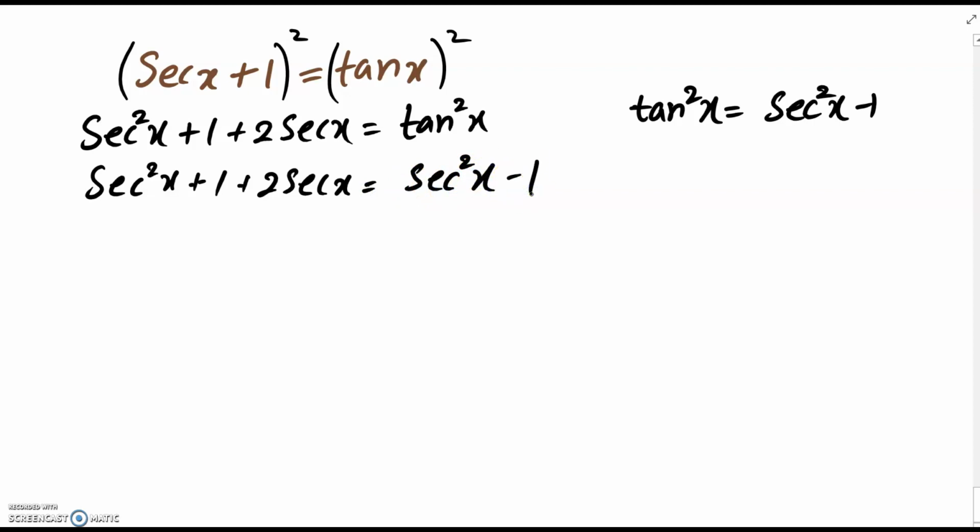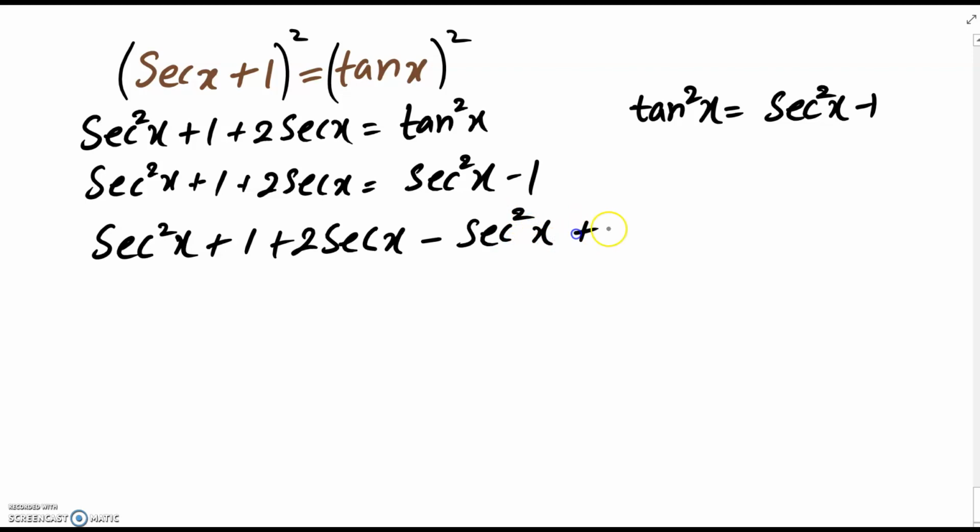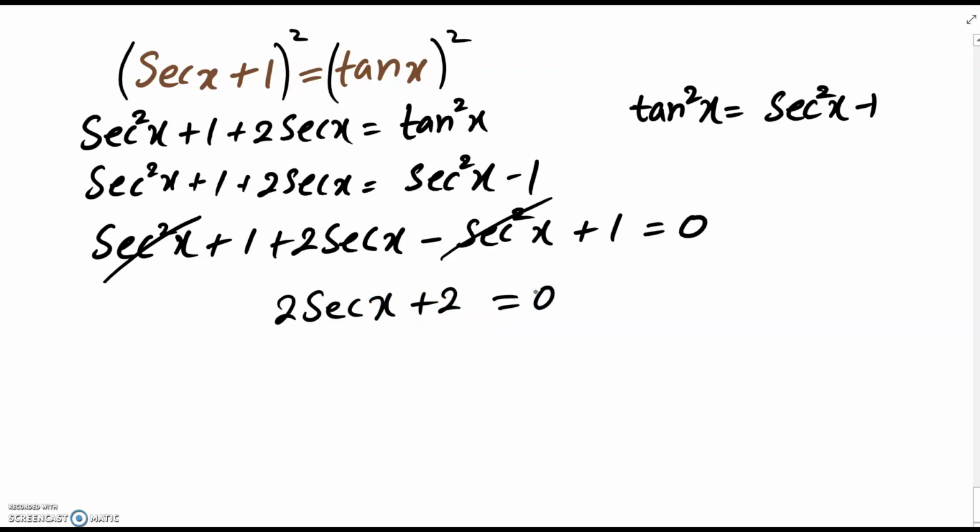I will make this equation equal to 0, so bring this value to the left side. Secant squared x plus 1 plus 2 secant x minus secant squared x plus 1 equals 0. Secant squared x minus secant squared x will cancel out each other. Plus 1 and plus 1, you will get 2. So 2 secant x plus 2 equals 0. Clear? Now let's simplify. You are going to have 2 secant x equals negative 2, divide by 2 on both sides, and you will get secant x equals negative 1.